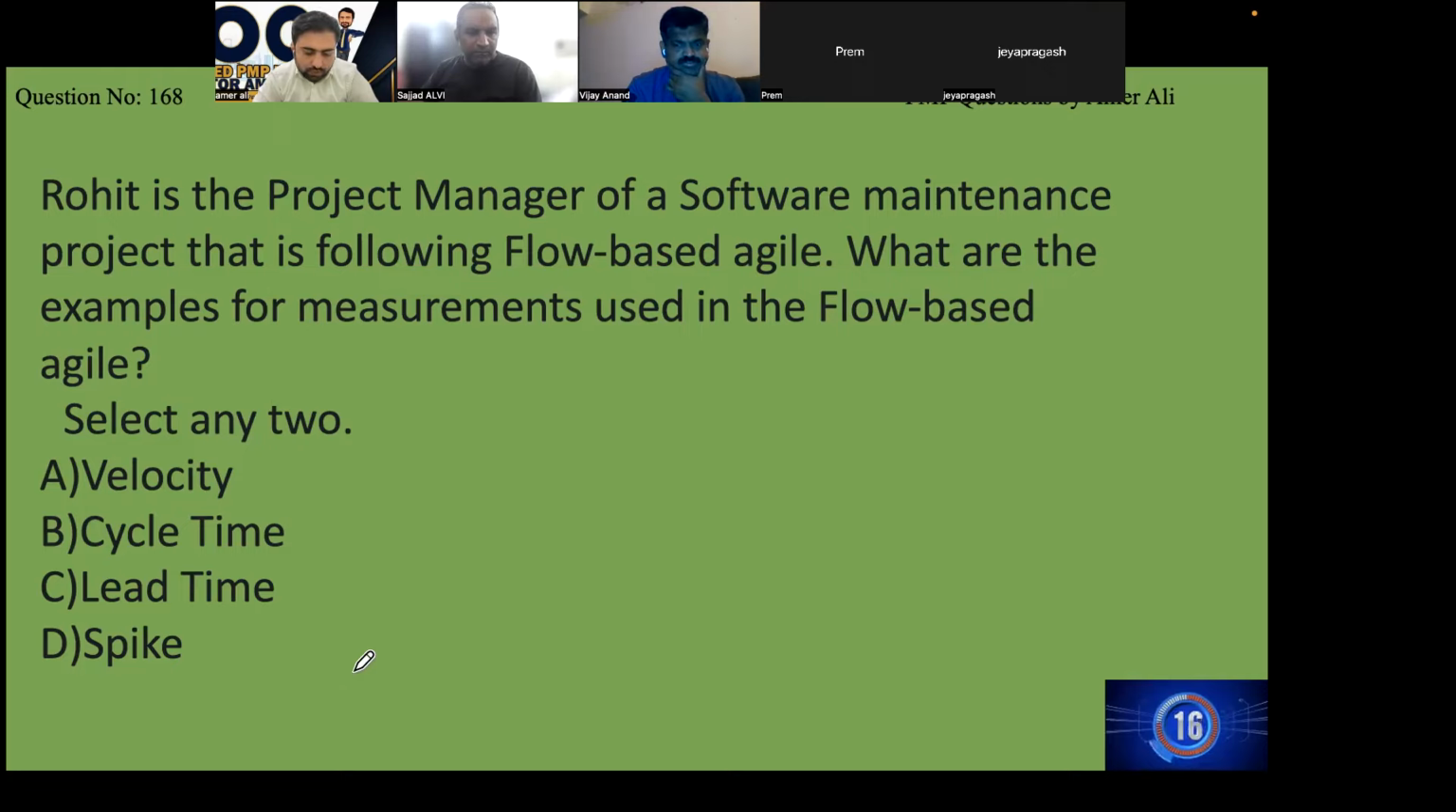Guys, there is no mark for doing it early. So take your time, understand the question and solve it accordingly.